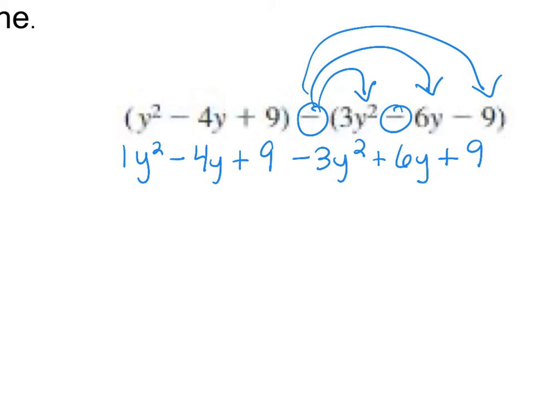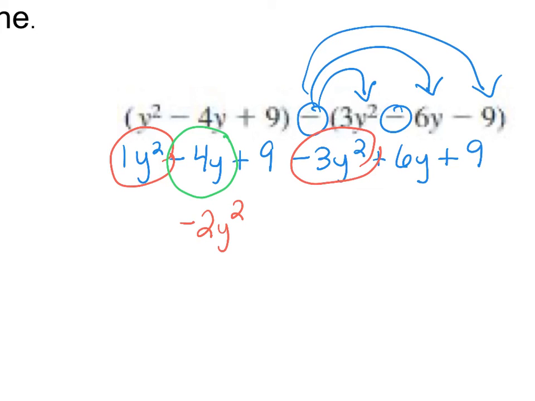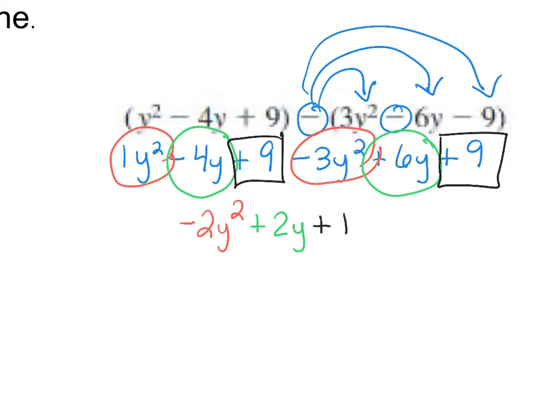So again, we'll look for our like terms. Y squared minus 3y squared gives you negative 2y squared. Negative 4y and positive 6y gives you 2y. And positive 9 and positive 9 gives you plus 18. So again, this is in descending order. It is a trinomial. It has a degree of 2 because its highest power is 2.